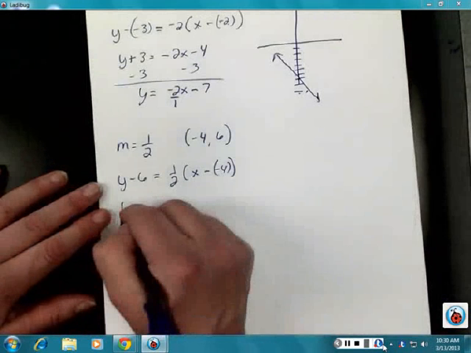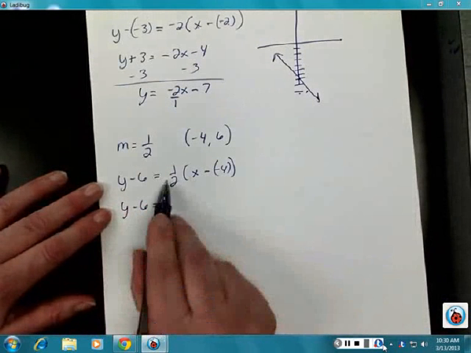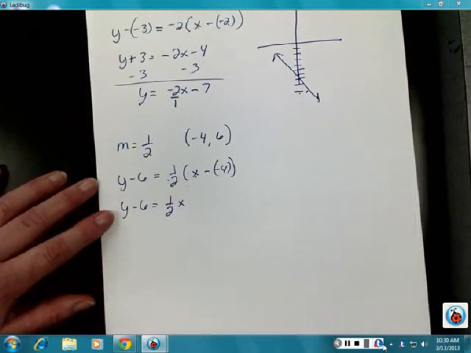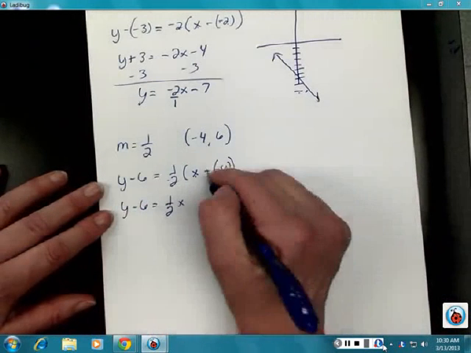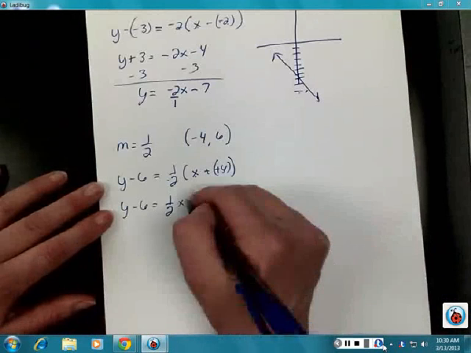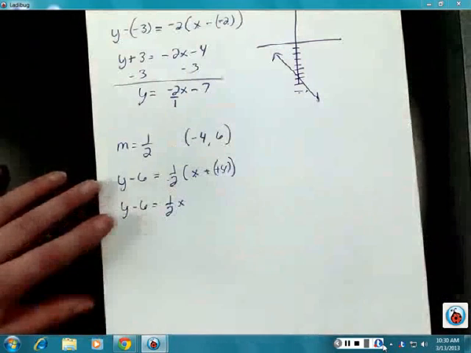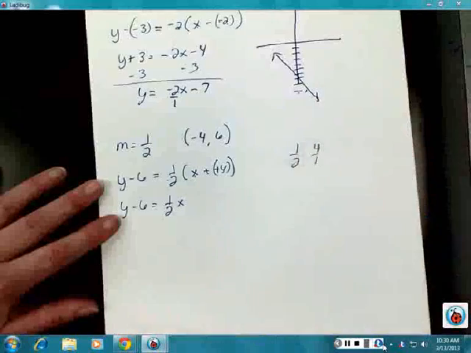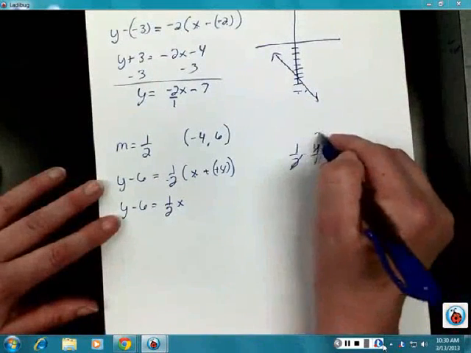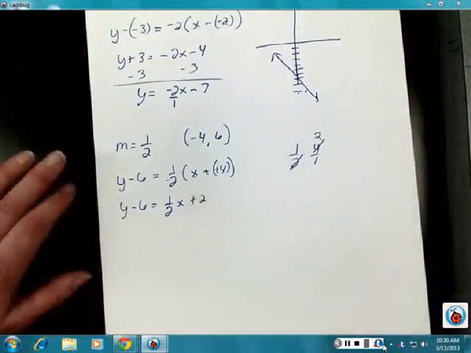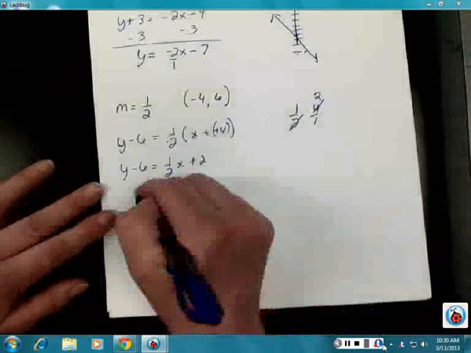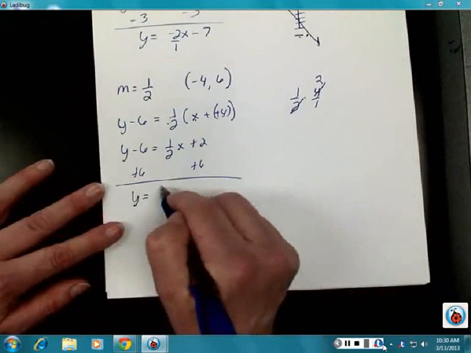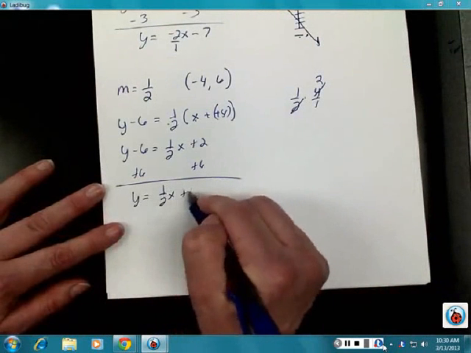So I have y minus 6. 1/2 times x is 1/2 x. 1/2 times a positive 4 is what? What's a half times positive 4? So 1/2 times 4 over 1. The 2 and the 4 will cancel. Gives me a plus 2. Add 6. And I find out y is equal to 1/2 x plus 8.